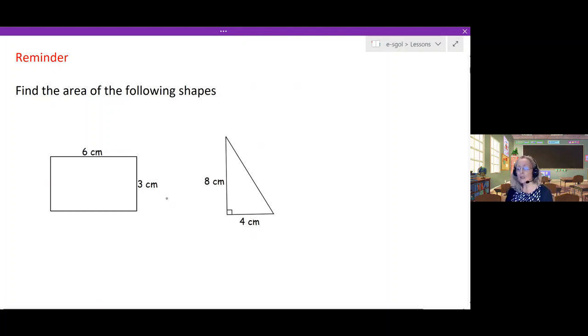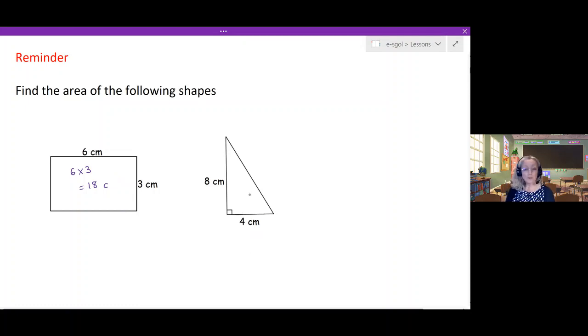So for this first shape, the rectangle, to find the area, the space inside, we are going to multiply the two sides together. So we're going to multiply 6 by 3 and that is going to give us 18. And the units on this, it's area, and both of these are in centimetres, so the units are centimetres squared, because we're working in area. Sorry, my pen isn't working very well.